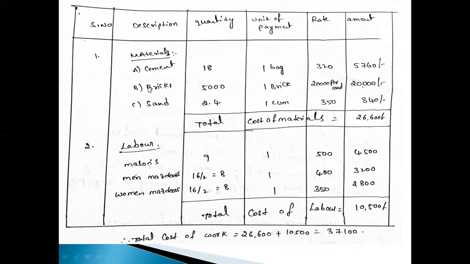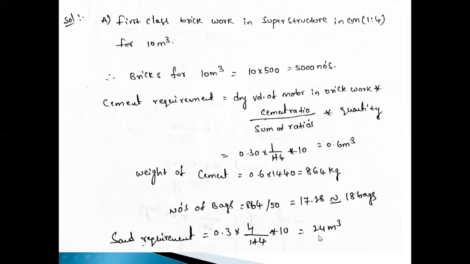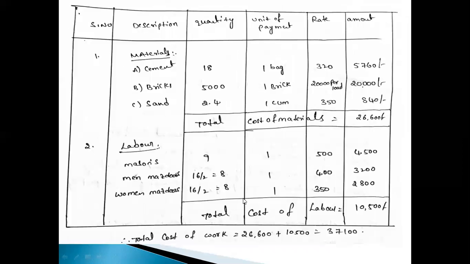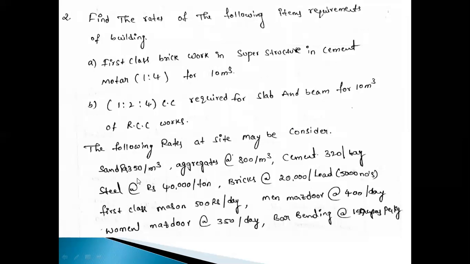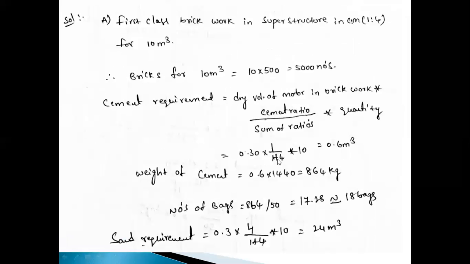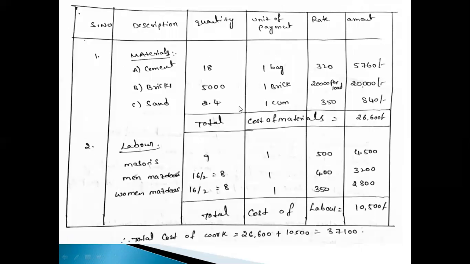Next, requirement of the sand. So here we find the requirement of sand, 2.4 cubic meter. Unit of payment is 1 cubic meter. Then rate is 350 rupees. Sand rate is 350 rupees per cubic meter. So substitute, multiply 2.4 into 350. It is equal to 840 rupees.